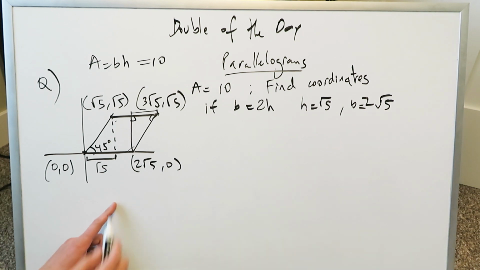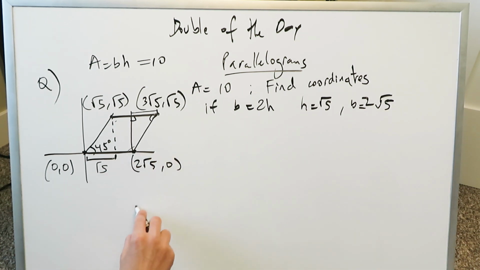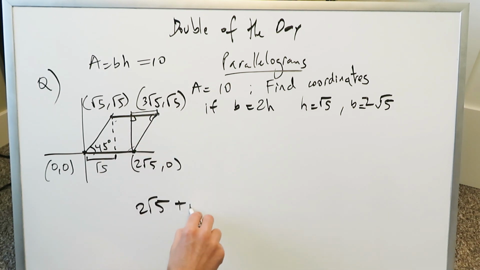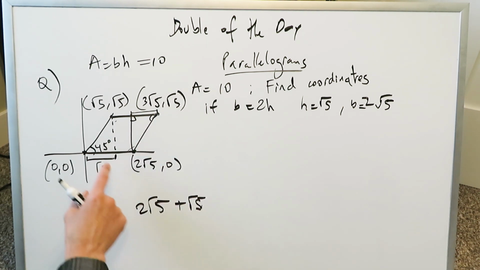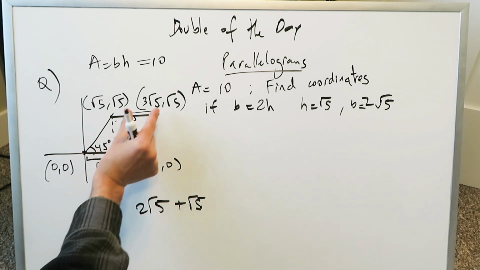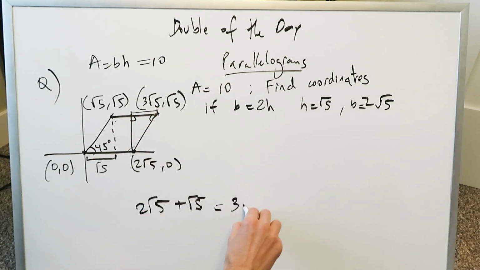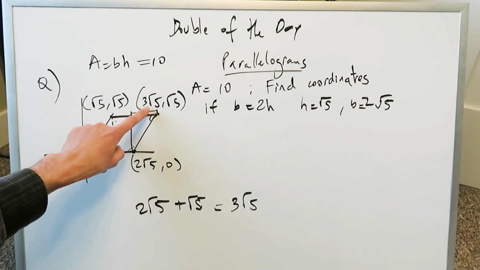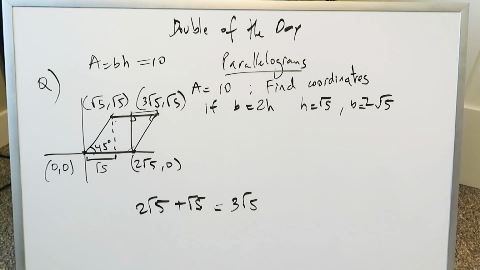If you didn't catch that, we're right here at an x value of 2 root 5. But we know from here to here we have another root 5 units away, because for each of these right triangles, the base is always root 5. And when you add these, you get 3 root 5, and that falls right there. 0, 0, 2 root 5, 0, root 5, root 5, 3 root 5, root 5, and that's it. Those are the coordinates which have been completed for you.